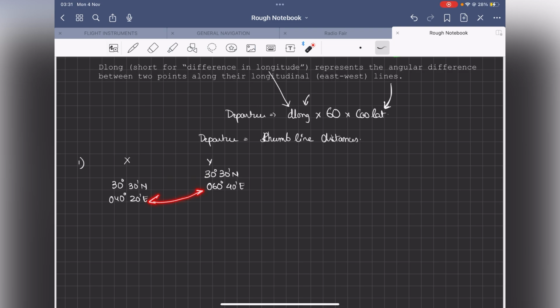We are given 40 degrees 20 minutes east and 60 degrees 40 minutes east. Both of these are longitudes. So now I have to find the d long between them, or difference, angular difference between the longitudes.